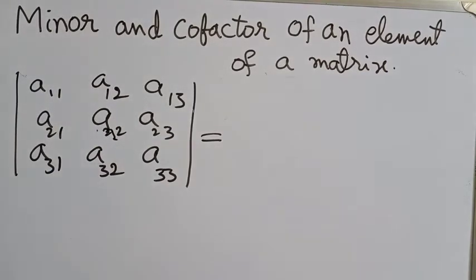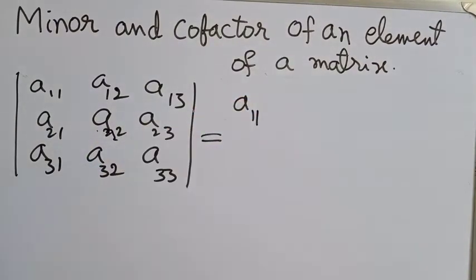We know that its determinant is equal to, by assuming any row as a reference, let us take the first row as a reference. So the first element is a11. We write a11 here.